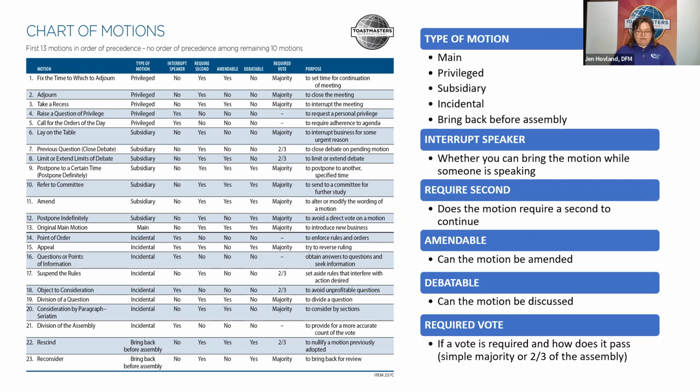You could also postpone for something for a certain time. I know I'm skipping over a few of these, but I want to make sure we have some time. Some of these really explain themselves. But this is when you say, I move the question to be postponed till the next meeting. So that means that you're still going to talk about this item, but you've moved it to a different time to actually discuss it again.